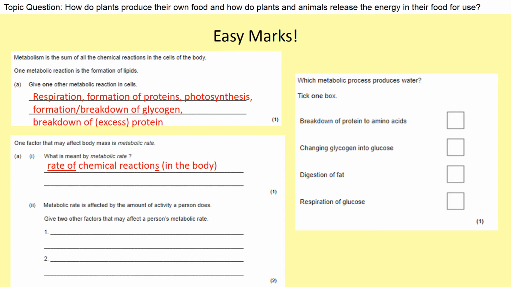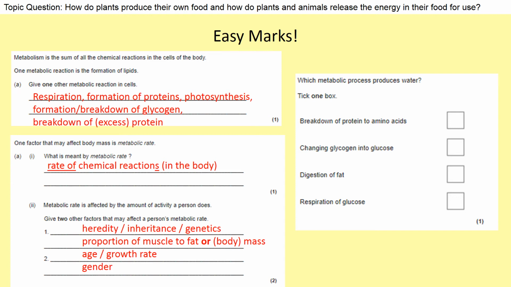What might affect a person's metabolic rate? So again, there was 2 marks here, but there were 4 possible answers. So we could have talked about the genetics that the person had, or what they'd inherited, their proportion of muscle to fat, or their body mass, their age, or the rate at which they're growing, and their gender. So males and females have different metabolic rates.